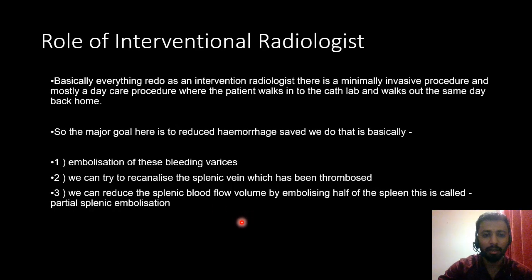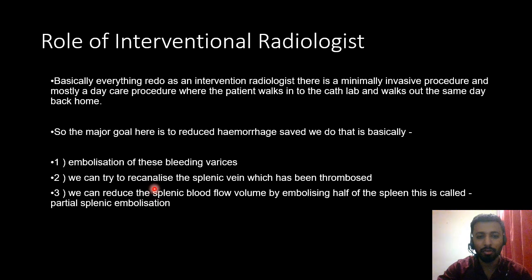What we can do is embolize these bleeding varices. As an interventional radiologist, we can use the digital subtraction angiographic cath lab suite. We can recognize these varices and we can embolize all the varices in a single session. As I said, the endoscopist cannot see some of the varices that are submucosal, and he cannot deal with all the varices in a single session. But the advantage of being an interventional radiologist is that we can see all the varices through DSA, and we can embolize all of it in a single session.